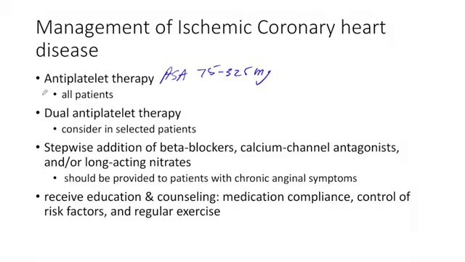The three classes of anti-anginals are basically: number 1, beta blockers, number 2, calcium channel blockers, and then nitrates. So those are the three main anti-anginal drugs. Beta blockers are first line. CCBs can be used as monotherapy or add-on to beta blocker. And then long-acting nitrates can be add-on or monotherapy.